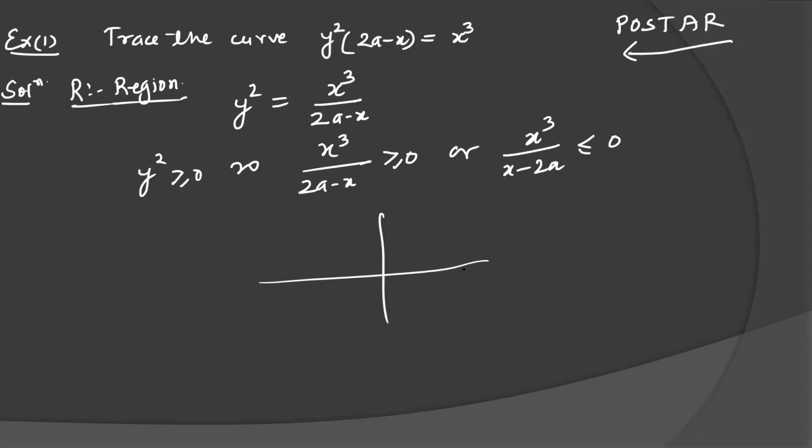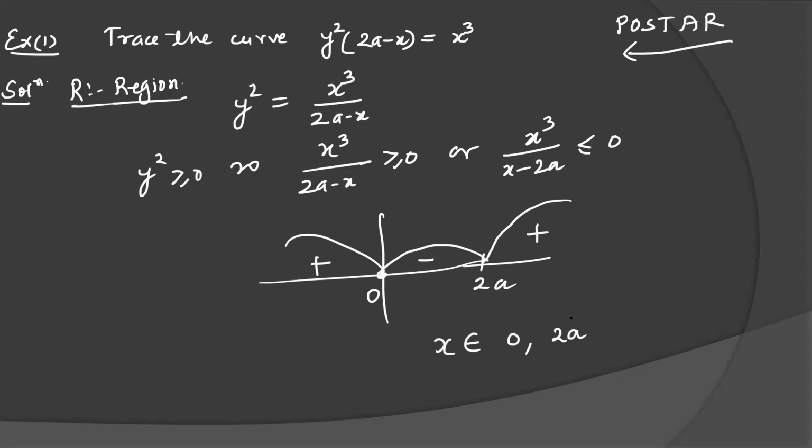Now you have two critical points. See carefully, 2a, and if you equate x cube to 0, it will be x equal to 0. So you have two critical points here, 0 and 2a. Now you draw the wave graph, plus minus plus. Less than 0 means negative. So x will belong to 0 to 2a.